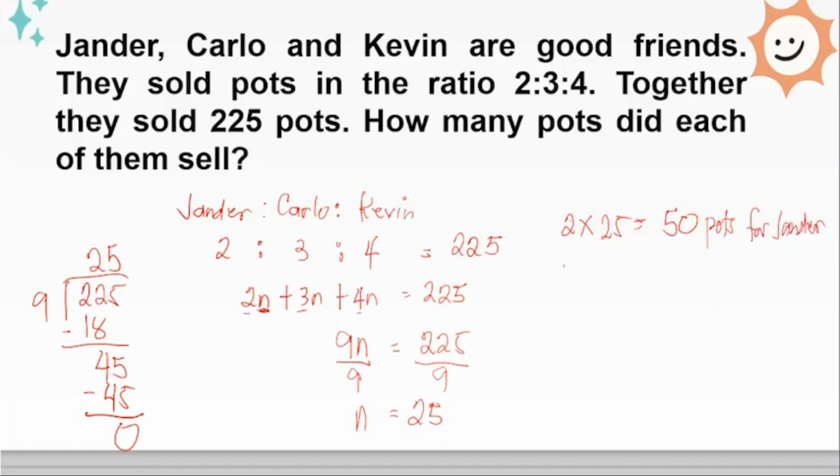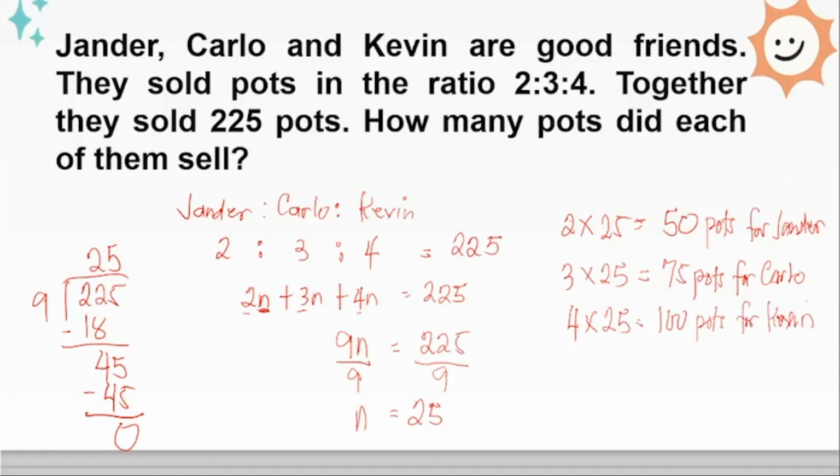Then next, 3n, substitute n by 25. So 3 times 25, that is 75 pots for Carlo. Then, for Kevin, it is 4n. Substitute n. The value of n is 25. That is 100 pots for Kevin.